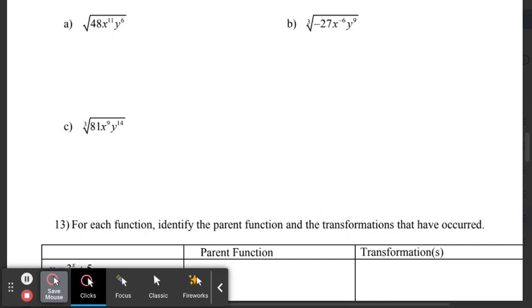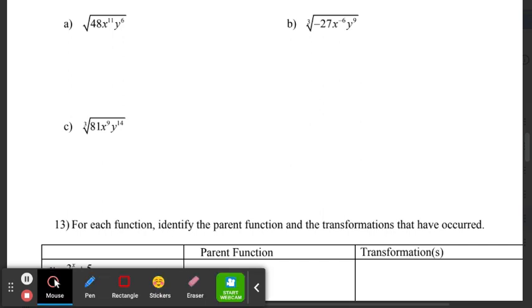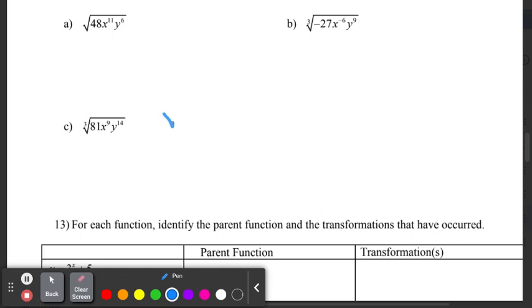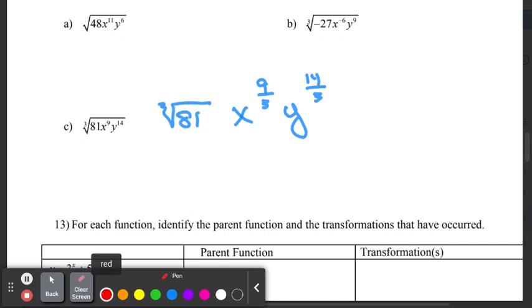So for letter C, cube root of 81, x to the 9, y to the 14. A lot of this is going to simplify, thankfully. We have cube root of 81, which I know is, oh no, cube root of 81, rats. I was thinking fourth root of 81. X to the 9 over 3, y to the 14 over 3. Off the top of my head, I don't know what goes into 81.